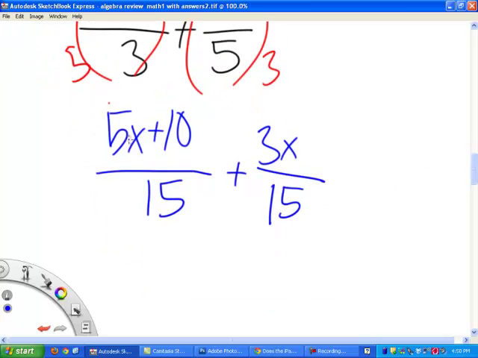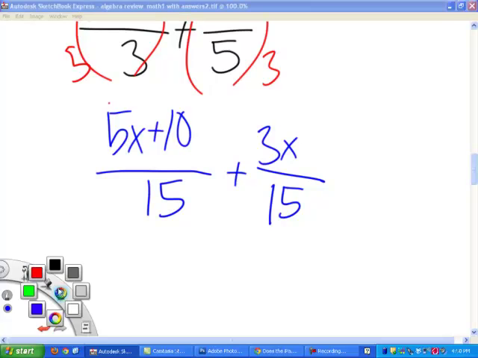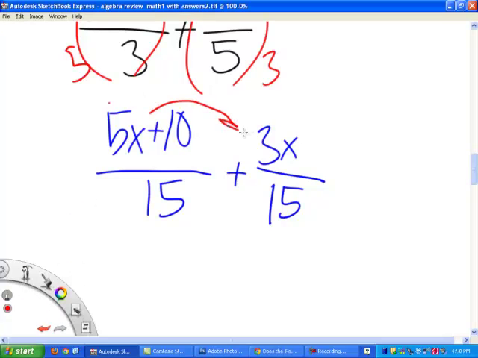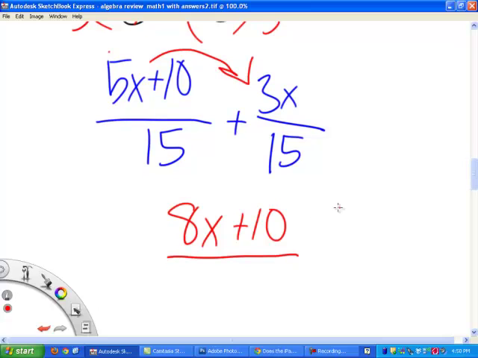What's the next step? We're going to be adding this, and I can see that 5x plus 3x is going to be 8x plus 10 over 15. And this is the answer.